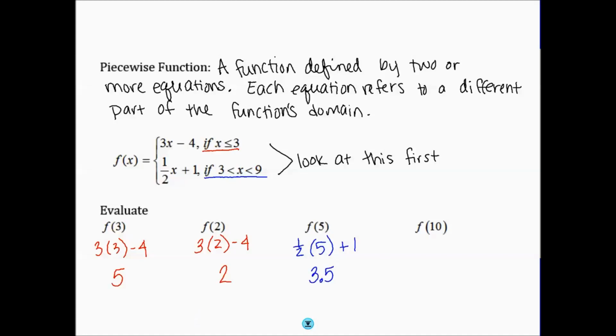And lastly, we have f of 10. Now, 10 is not less than or equal to 3, and it is not between 3 and 9. So this function does not tell us what to do with numbers that are greater than or equal to 9. So for 10, this function does not exist.